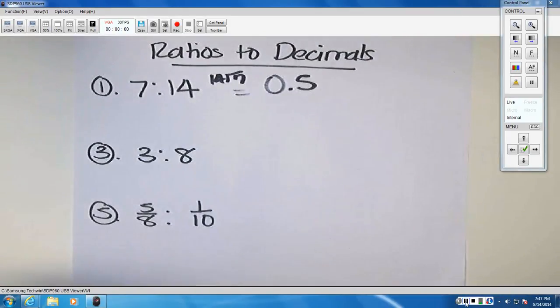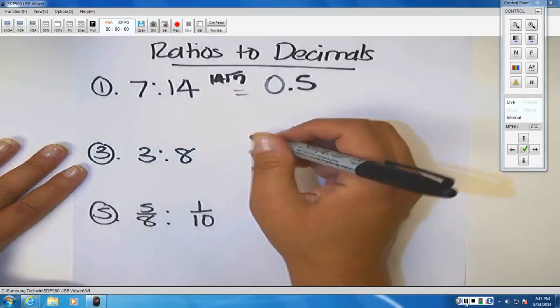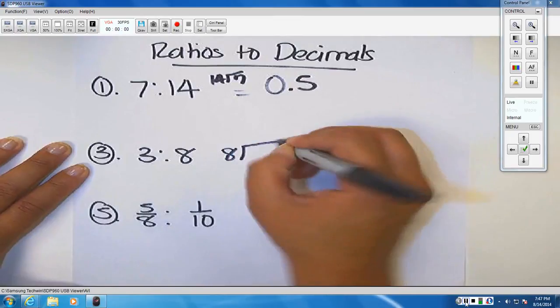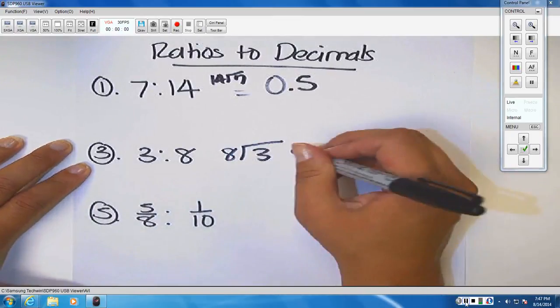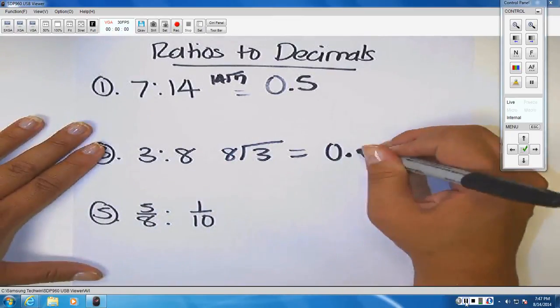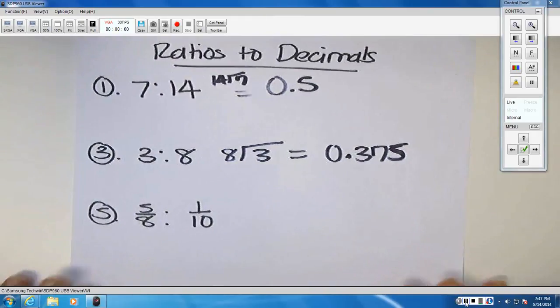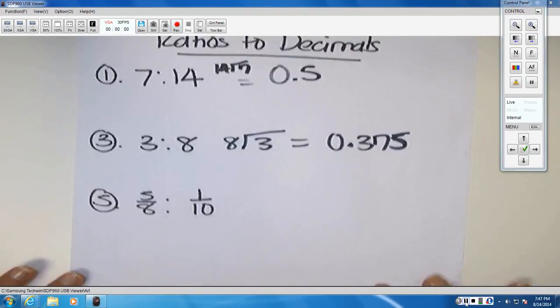So on number 2, let's take 3 divided by 8, and I end up with 0.375 as my answer. Okay? So when you just have a simple ratio with whole numbers, all you have to do is take your first number and divide it by the second one, and that's going to give you a decimal. That's turning that ratio into a decimal.